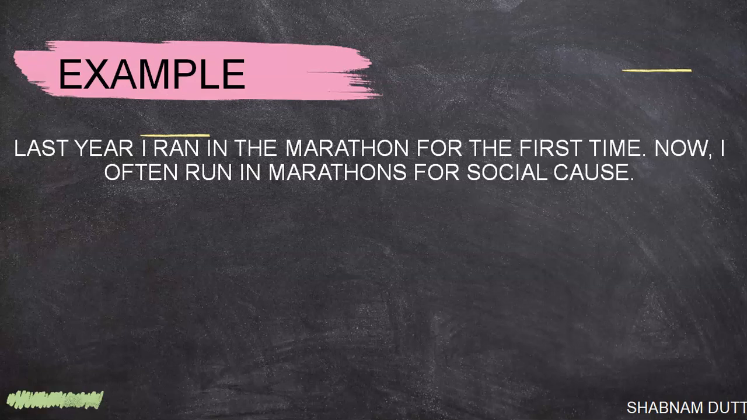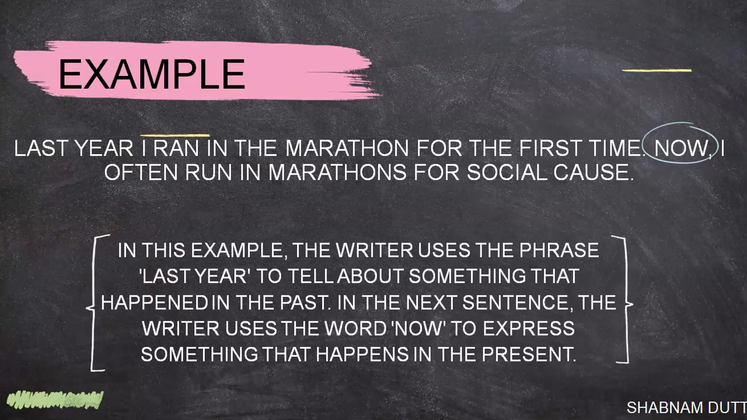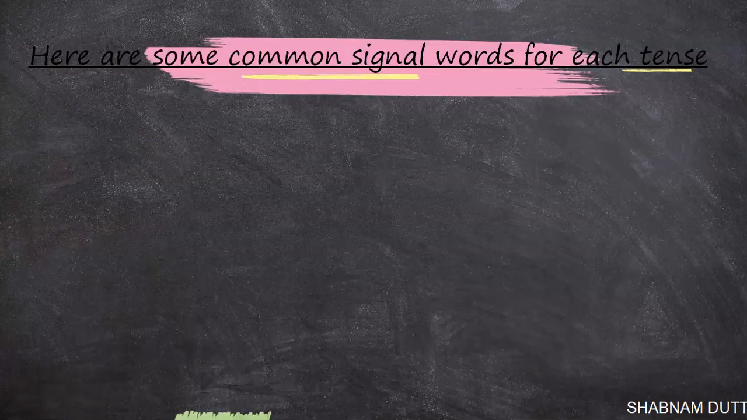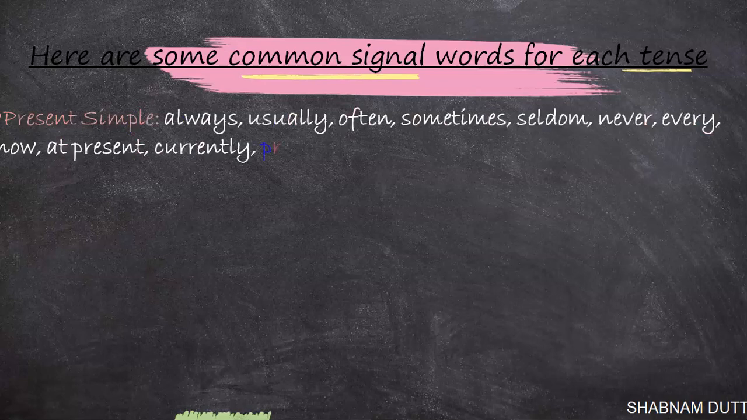Observe, here the writer uses the phrase last year to tell about something that happened in the past. In the next sentence, the writer uses the word now to express something that happens in the present. Got it? Let me help you with some common signal words for each tense. Quickly take a screenshot or note them down. Okay? Let's start with present tenses.